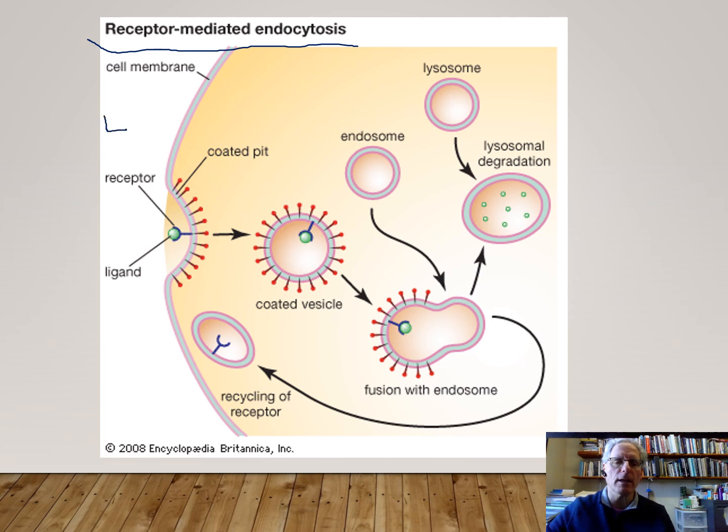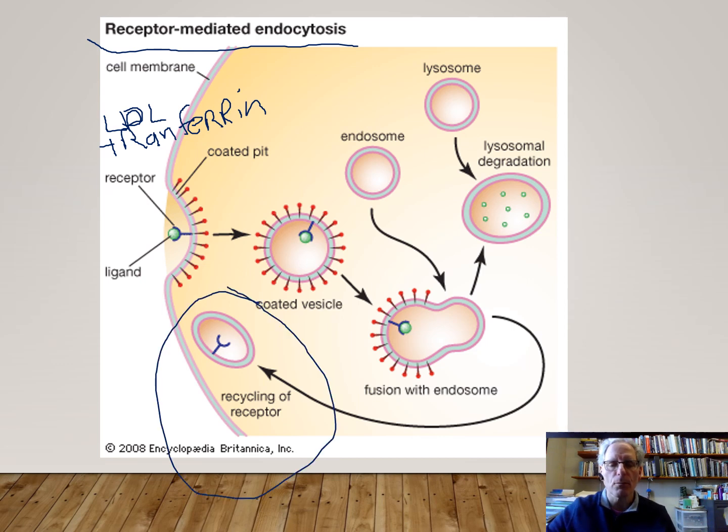So low density lipoprotein particles, LDL, is taken up this way. So is transferrin. Transferrin is the major iron carrier in our bodies. These are two particular molecules that are taken up by receptor-mediated endocytosis. The receptor typically is recycled back to the surface. This, by the way, is a regulated process. This is one way cells take things up.